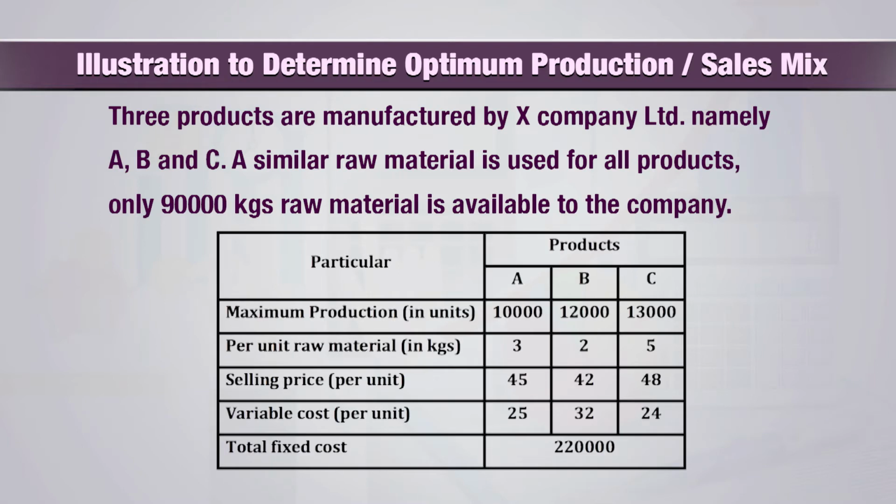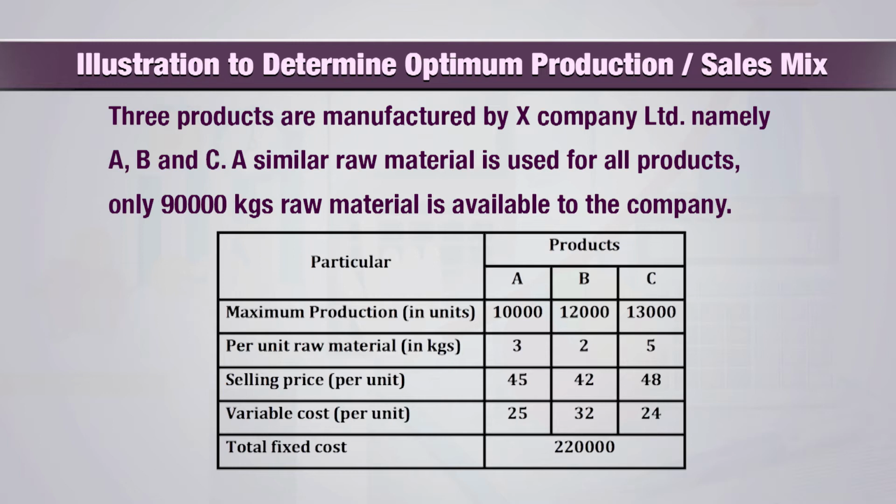Now looking at the table with the particulars for products A, B and C, maximum production in units for product A is 10,000, for product B is 12,000 and for product C is 13,000. Per unit raw material in kgs required for product A is 3, for product B is 2 and product C is 5. Selling price per unit, product A is 45, product B is 42 and product C is 48.